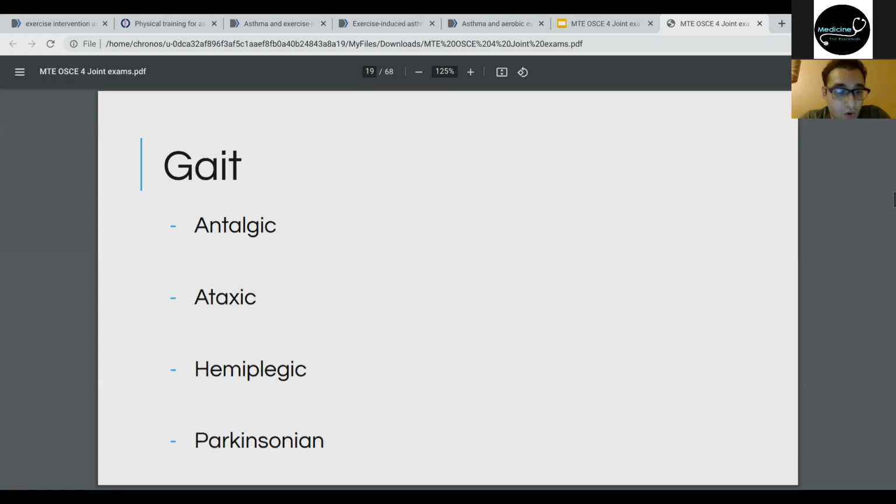These are the 4 gaits that I think as a finalist you should be able to describe. So antalgic is your painful limping gait. Ataxic is your wide-placed clumsy gait. Hemiplegic, you're going to be leaning to one side with some weakness. And Parkinsonian, as I said earlier, is going to be more of a shuffly, slow gait.